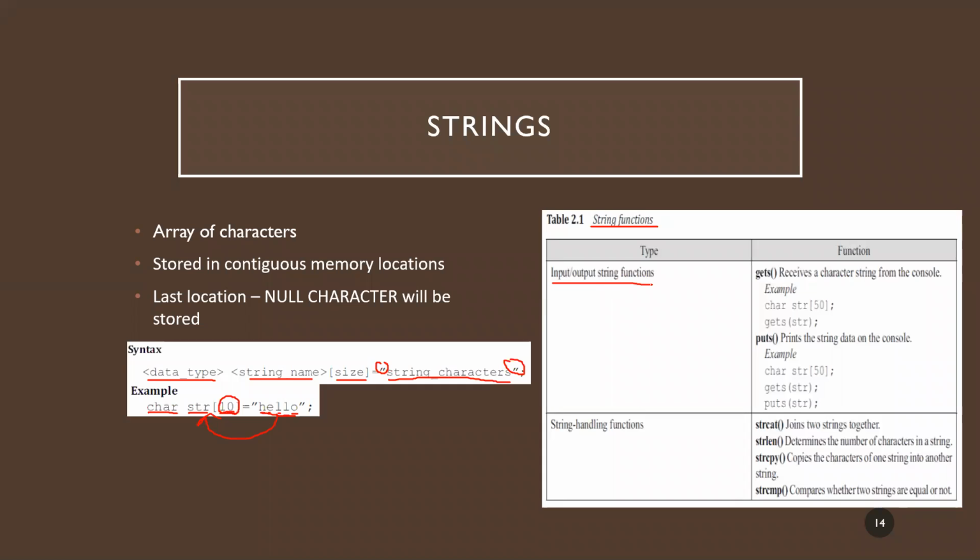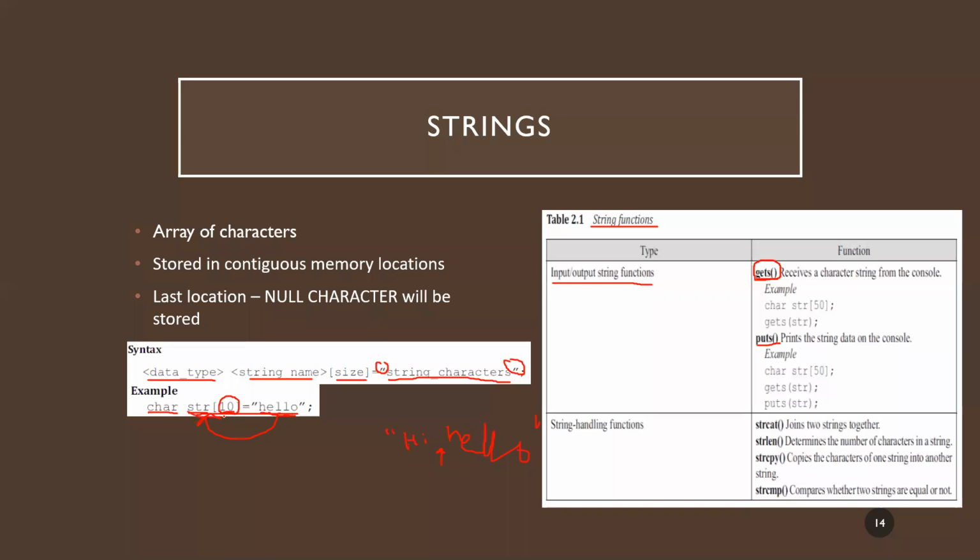Here I have the input and output string functions, termed gets and puts. How do I utilize these? The name itself, get, specifies that gets will accept the string from the input console. It will leave out the white space characters. Suppose I write something like hi, then I put a space and then I write hello. There is a space over here. Space, tab, enter, these are all white space characters.